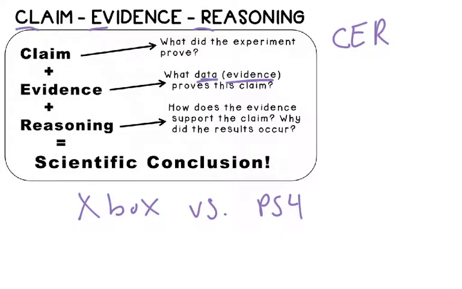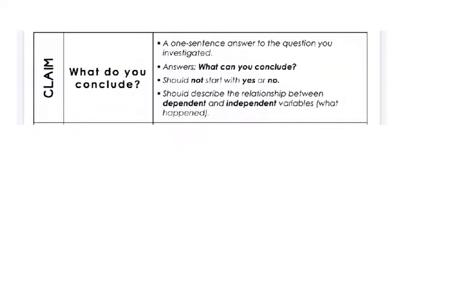So let's talk about what each part of this type of writing means. To begin with, you're going to have some kind of science experiment, or your teacher might give you a list of evidence and say, figure out what happened here. And you're going to have to make a claim about it. So a claim is, what do you conclude based on the information you are given? To go over it, a one-sentence answer to the question you investigated. So that's what your claim is going to be.